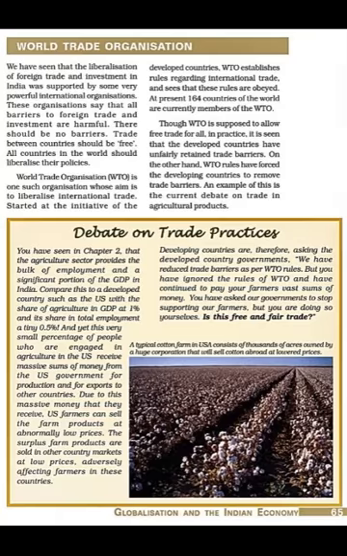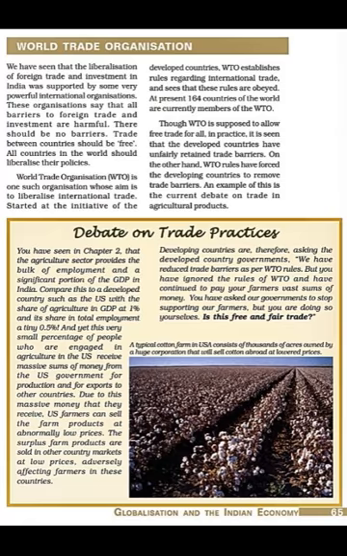So students, now on page 65 we have to discuss the World Trade Organization. We have seen that liberalization of foreign trade and investment in India was supported by some very powerful international organizations. And these organizations, like the World Trade Organization, say that all barriers to foreign trade and investment are harmful. There should be no barrier, and trade between the countries should be free.